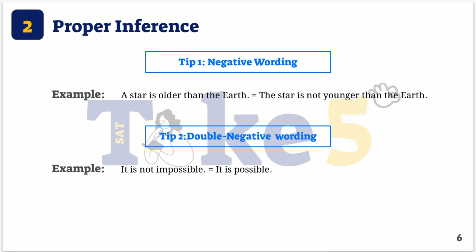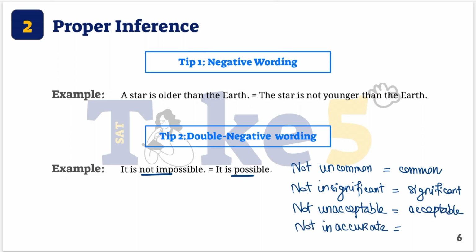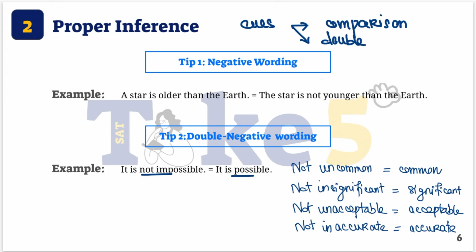We can also double down this tip to flip double negative wording like this. Not impossible means possible, or not uncommon is common, not insignificant is significant, not unacceptable is acceptable, not inaccurate is accurate. This double negative wording is very common in the SAT, so pay attention to them and use them as cues to flip for inference. In summary, to make a twist for inference in the SAT without going to the extreme, find cues that can either be a comparison like this to paraphrase into a negative equivalent, or a double negative, and flip them into a direct meaning.